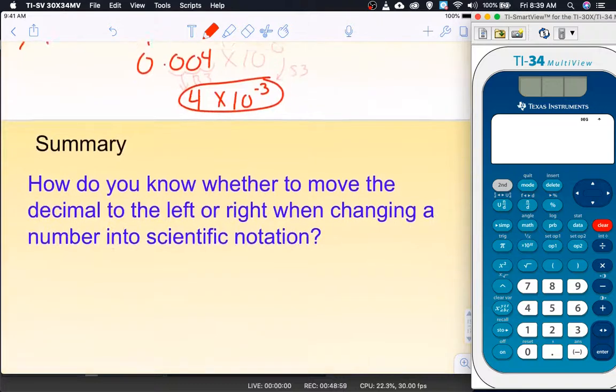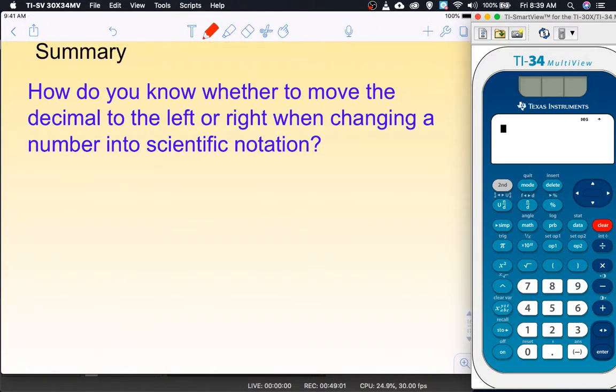All right. Summary. How do you know whether to move the decimal to the left or to the right when changing a number into scientific notation? Well, you don't really move it to the left or to the right. You move the decimal between the first two digits. You move it in the direction of the first number. Sometimes you move it to the left if that's where the first digit is. Sometimes you move it to the right if that's where the first digit is. But really, you just put the decimal between the first two non-zero digits, and then from there you calculate if it got bigger or smaller.